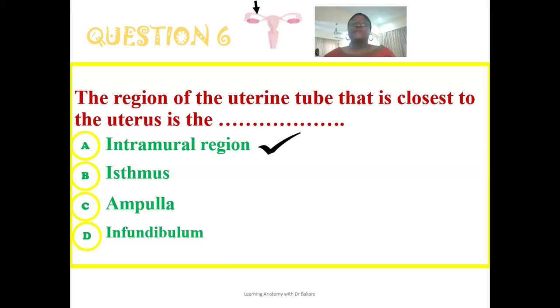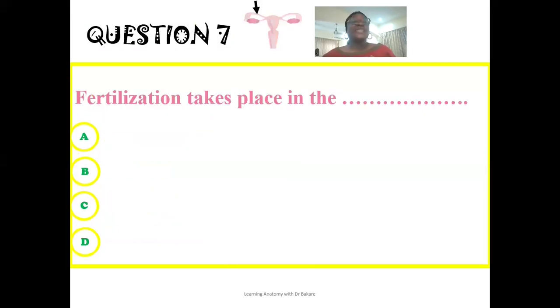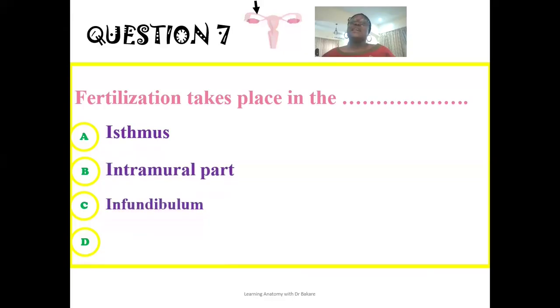The seventh question reads that fertilization takes place in the dash. So what specific region of the uterine tube does the process of fertilization take place? Is it in the isthmus? Is it in the intramural part? Is it in the infundibulum, or is it in the ampulla? The correct answer is the ampulla.